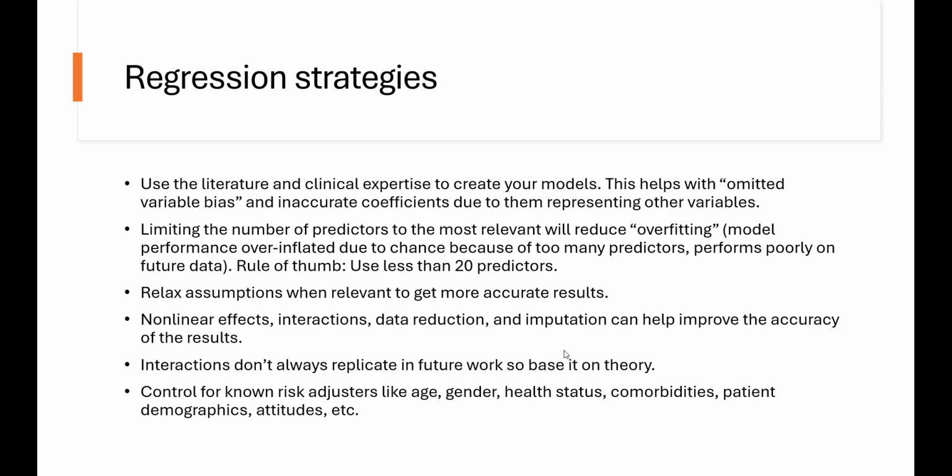Imputation is providing values or estimates when we have missing data. We're going to impute what that missing data could look like. One thing to keep in mind is interactions don't always replicate in future work, so base it on theory or clinical relevance. And we can control for known risk adjusters like age, gender, health status, comorbidities, patient demographics, and attitudes. Those are always great risk adjusters in healthcare research.